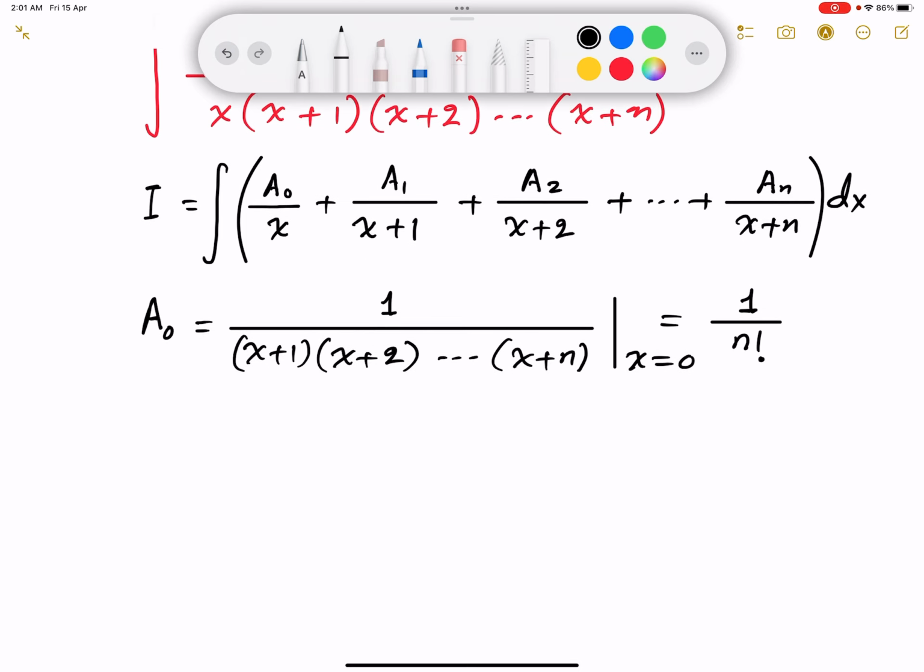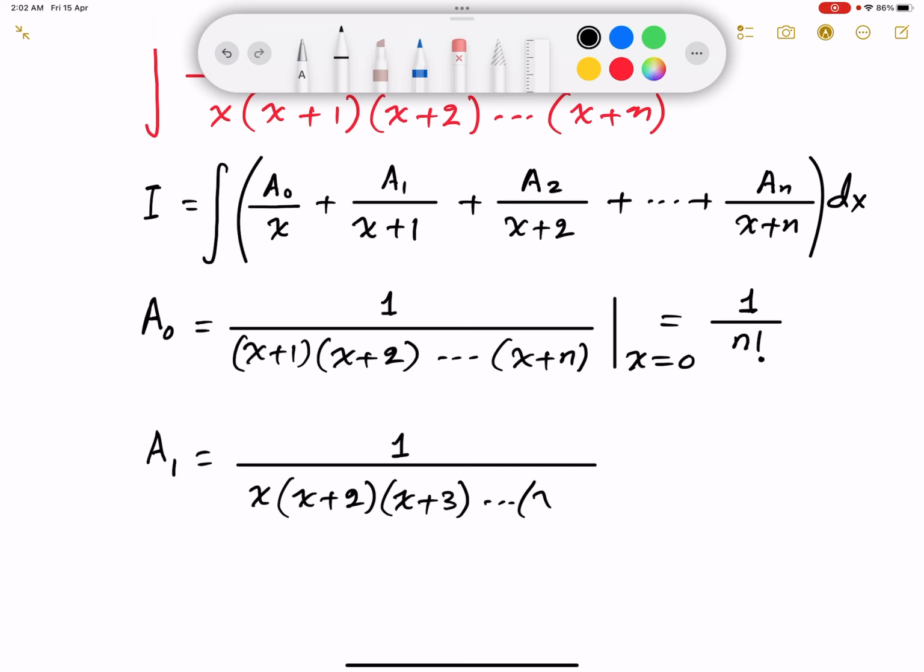Now we're going to go to the second constant. For the second constant, a1, we're going to follow the same exact procedure. So it's going to be also 1 divided by, now x is going to disappear. What's going to disappear is the second term, which is x plus 1. So the next terms are going to be x plus 2 multiplied by x plus 3 all the way until we get to the last term, which is x plus n. And we have to evaluate everything at the root of x plus 1, which is basically x equals minus 1.